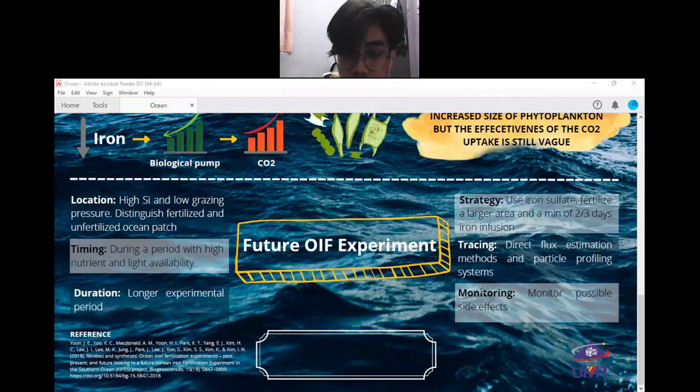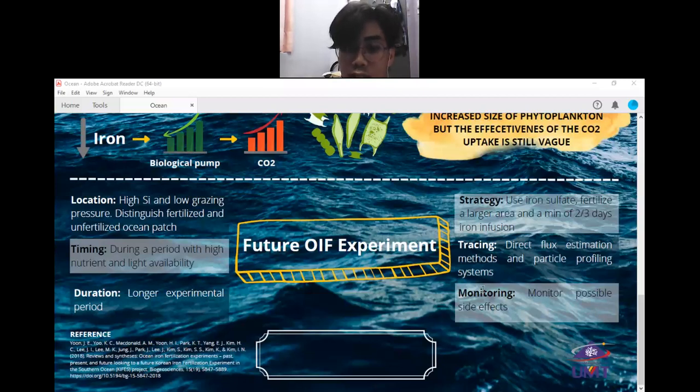Other than that, a strategy to maintain the iron concentration is also important. Using acidified iron sulfate is recommended as it is cheaper and more bioavailable. The batch size must be large to lower the dilution rate, with a minimum of 2 to 3 days of iron infusion to maintain the high level of iron.